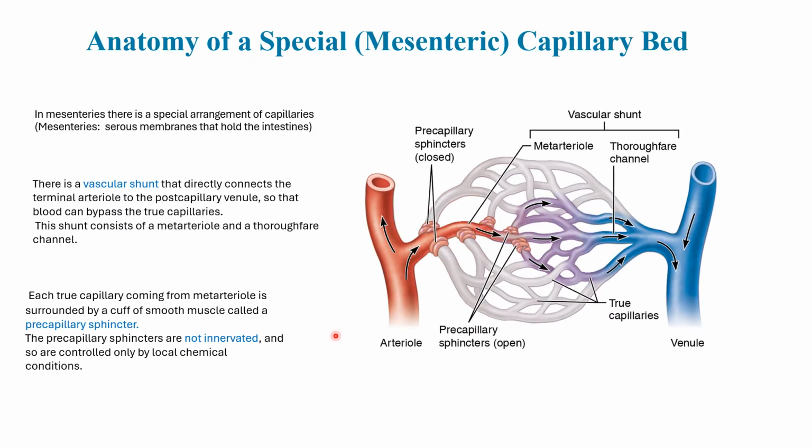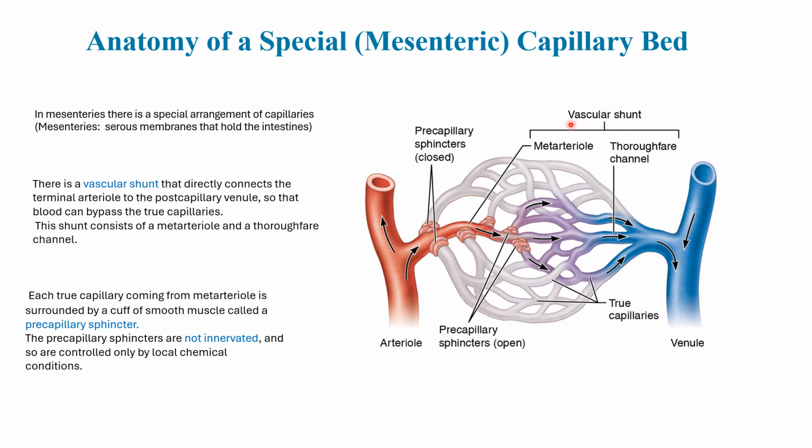There is a special type of capillary bed present in the mesenteries. What are the mesenteries? They are the serous membranes that hold the intestines. And what is that? So just look at this. This is an arteriole and this is a terminal arteriole. So blood is coming in through the terminal arteriole, but instead of going in the capillary bed, it is being shunted. It is being shunted straight to the venule.